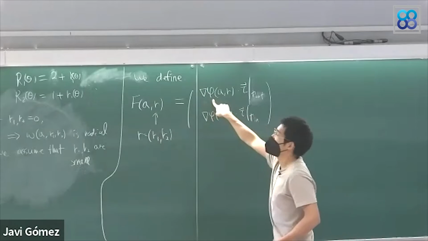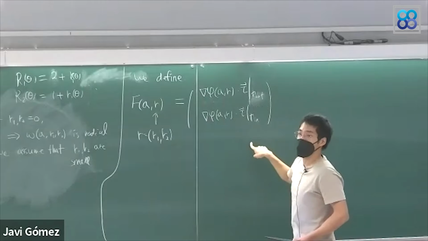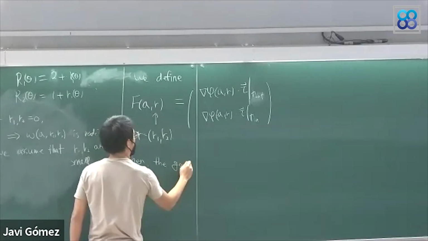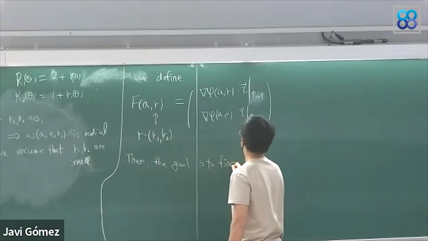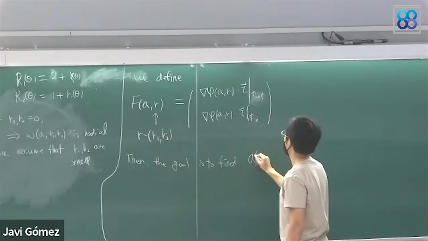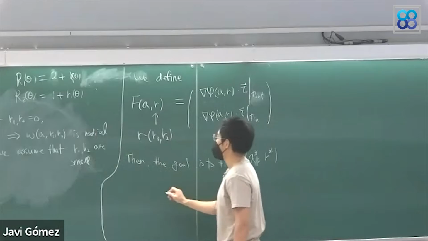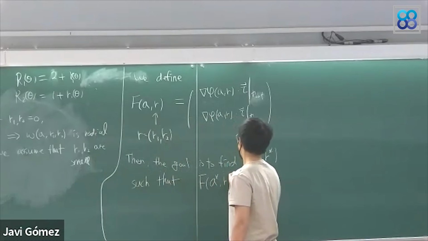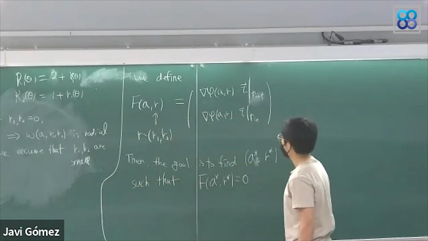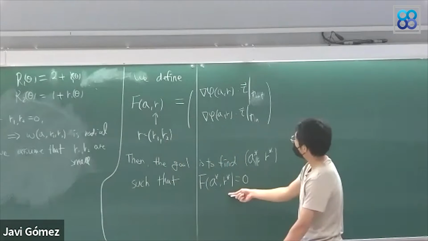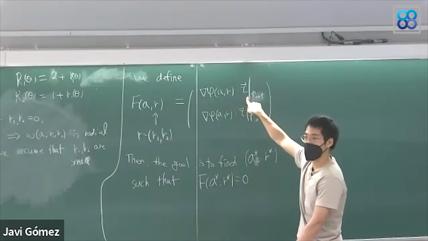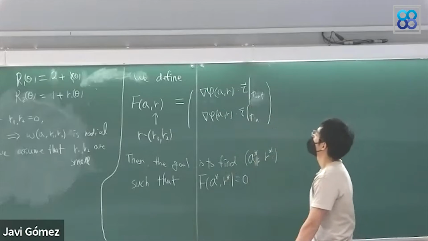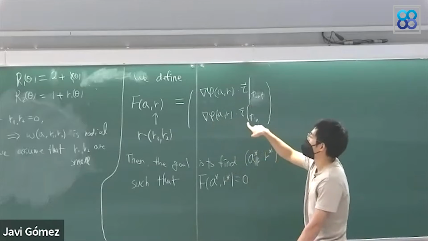And then you can write the gradient of the stream function in terms of A and R, and then we construct this solution. So the goal is to find some number A star and R star such that f of A star, R star is 0. Because if f is 0, then the tangential derivative of the stream function is 0. That means the stream function is constant on the boundary, and that's the condition required for the vorticity to be stationary. We also require the stream function to be constant on the inner boundary as well.